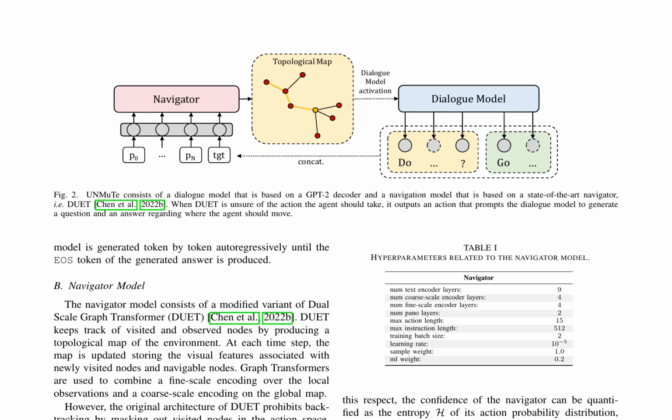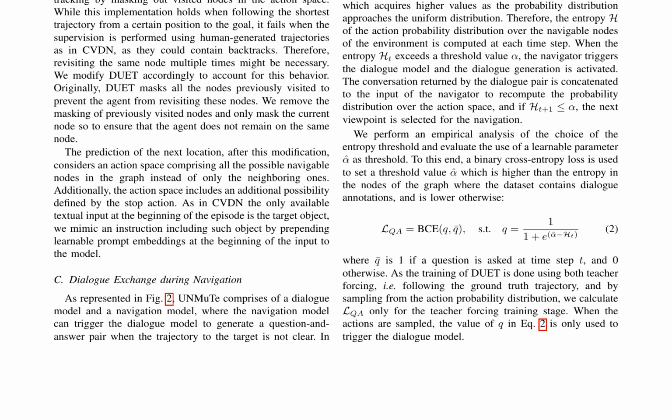over the action space. The proposed model is evaluated on the CVDN and NDH datasets, which consist of human-human dialogues in simulated indoor environments. The results show that the model improves the performance of navigation agents on several VLN datasets. The use of a learnable parameter as a threshold for triggering the dialogue model is also evaluated, and the results show that it outperforms a fixed threshold.